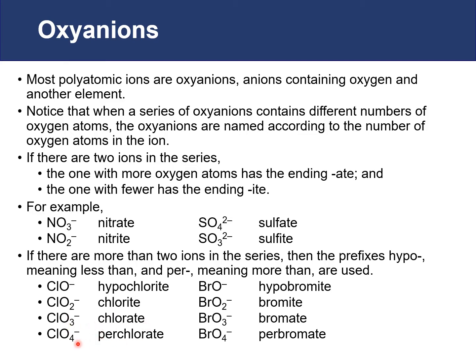So in order of increasing number of oxygens, you have hypochlorite with 1 oxygen, chlorite with 2, chlorate with 3, and perchlorate with 4. Similarly, for a bromine compound, we have hypobromite, which is BrO minus, bromite, BrO2 minus, bromate, BrO3 minus, and perbromate, BrO4 minus.